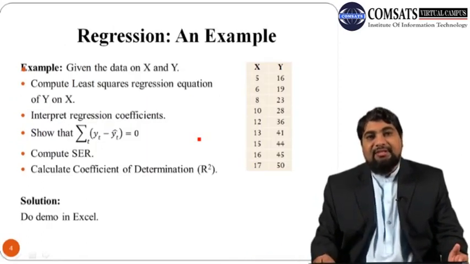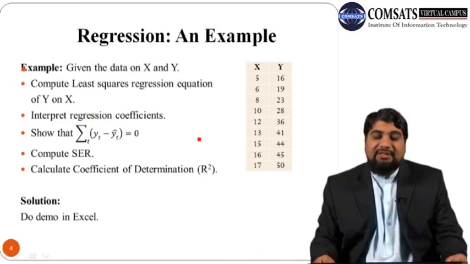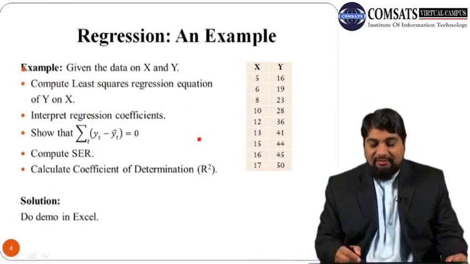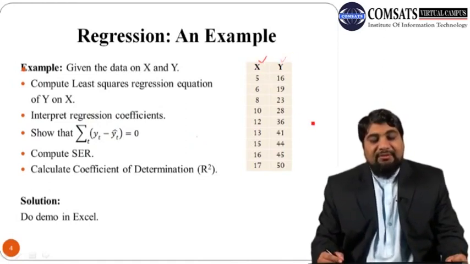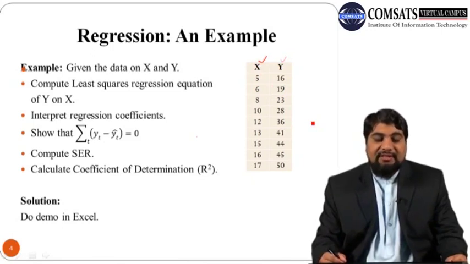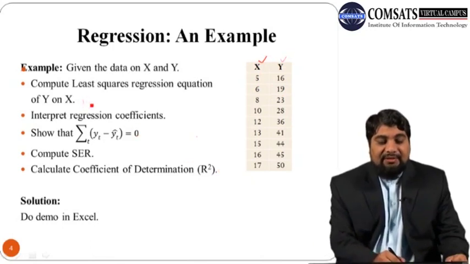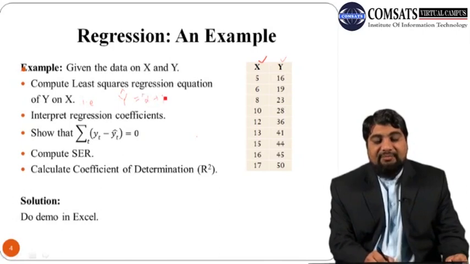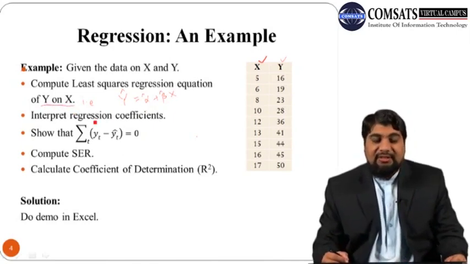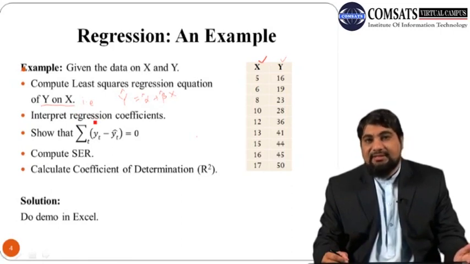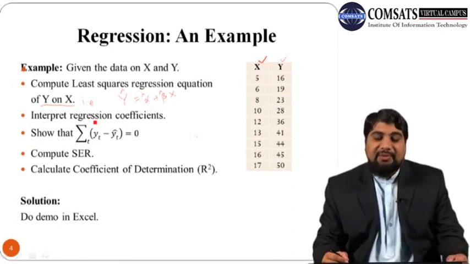So let's start with an example of a simple linear regression model. Given the data on x and y, so here is the data on x and y. So the question is: compute least square regression equation of y on x. That is, compute y hat is equal to alpha hat plus beta hat x. So this means regression equation of y on x, where y is dependent variable and it is depending upon x, and x is the independent variable.